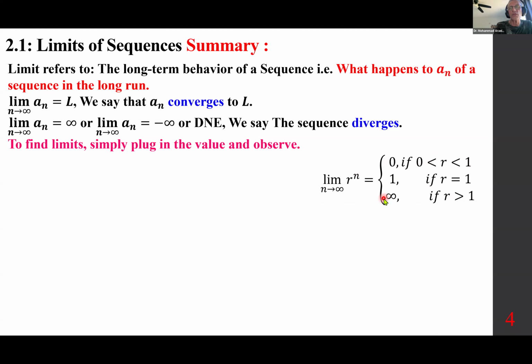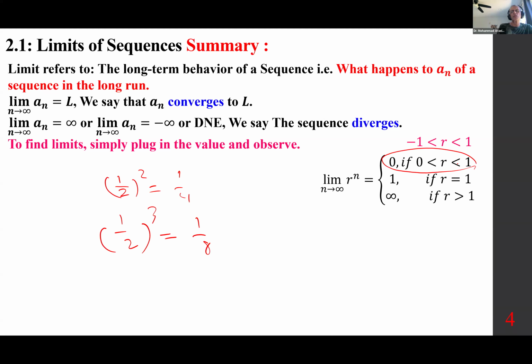Just to give you an idea for this one, class, if you have, for example, 1/2 and you square it, you get 1/4. If you cube it, it becomes smaller, and so forth. And that's why this works. And by the way, it really doesn't have to be between 0 and 1. As long as it's between -1 and 1, it works.